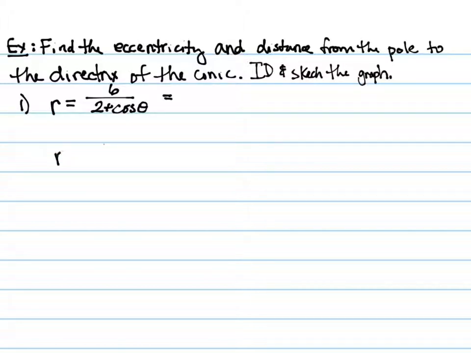So if I change this, actually I'll put it over here. I can divide everything by 2, so I have 3 over 1 plus 1/2 cosine of theta. Once it's in that form, it's easy to identify the other pieces of information. In particular, what is e? It's 1/2. And because e is 1/2, I actually know what kind of conic it is as well. That's the previous day's work that we did last Friday. What kind of conic do we have if e is 1/2? It's an ellipse. So I know I have an ellipse.